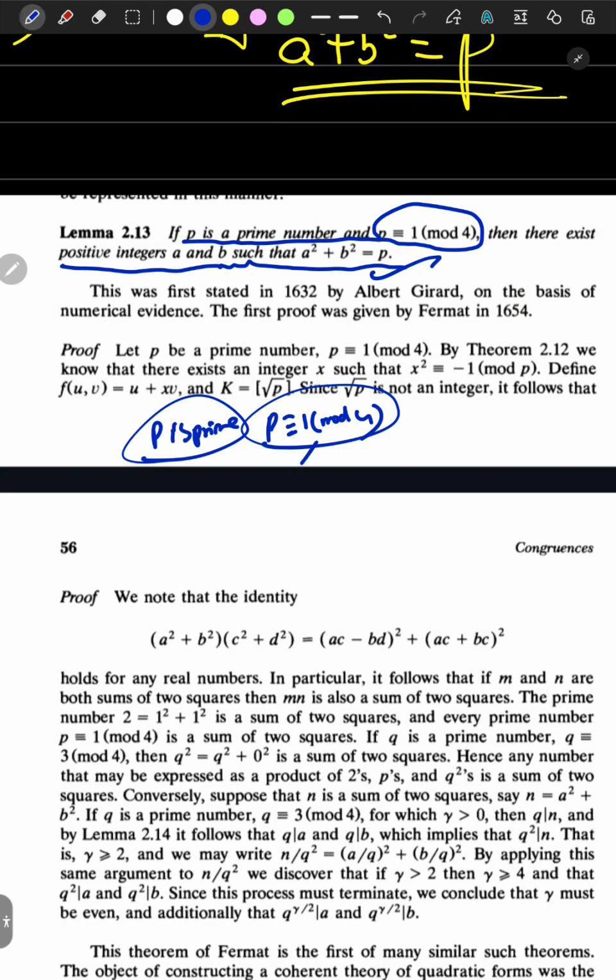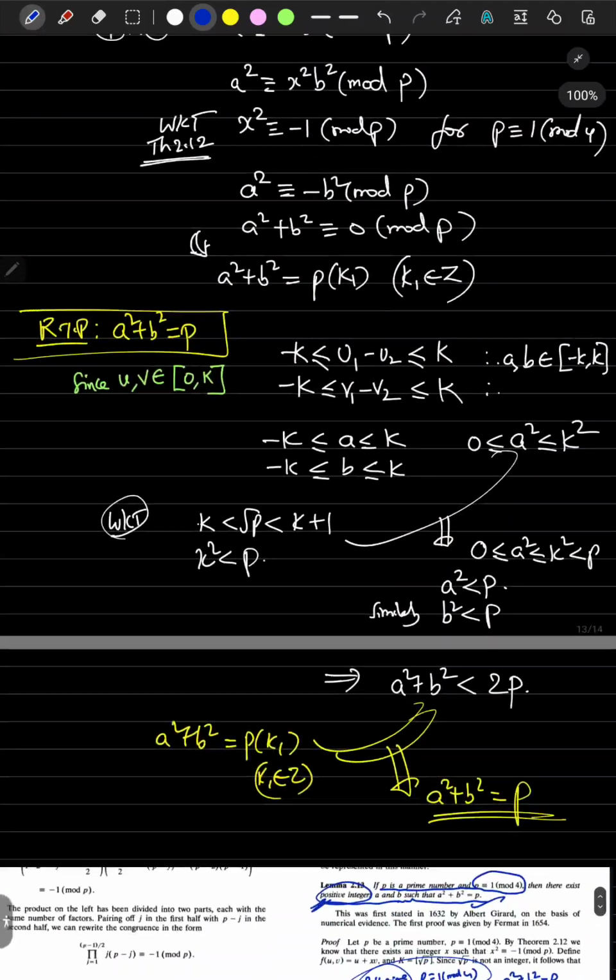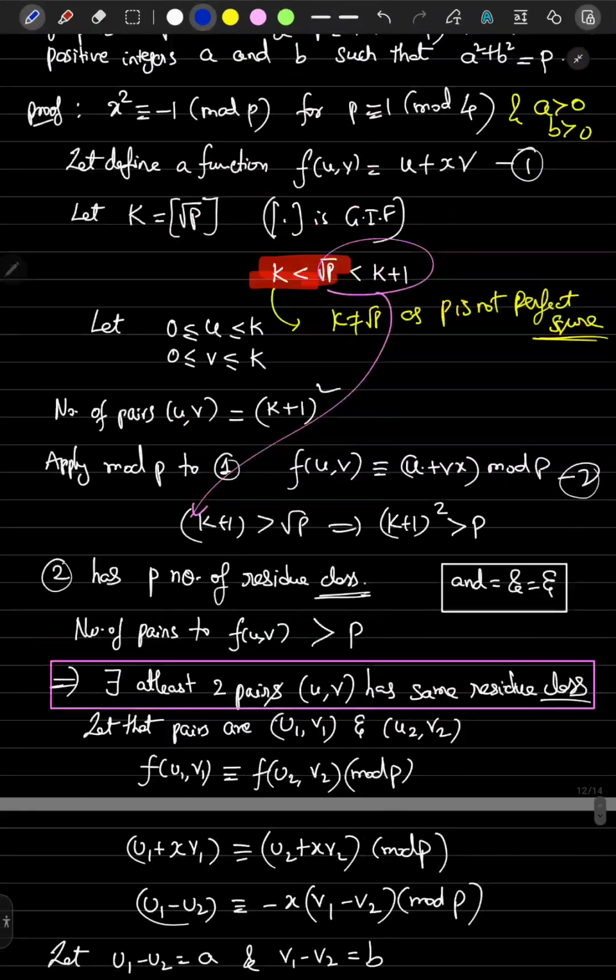this condition comes from the previous theorem, similar to what we have discussed before. If it is so, then there exist two positive integers. This is important: two positive integers a and b such that a squared plus b squared equals p. Okay, nice. So let's discuss this proof.